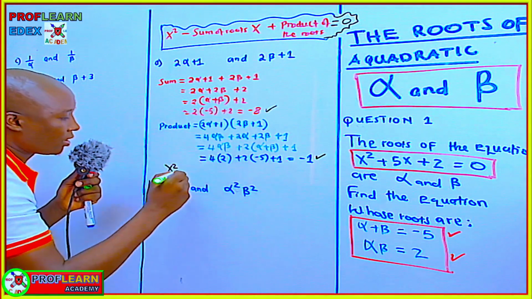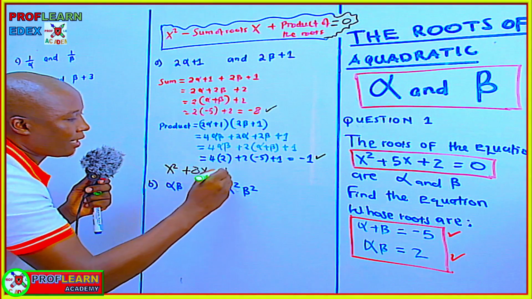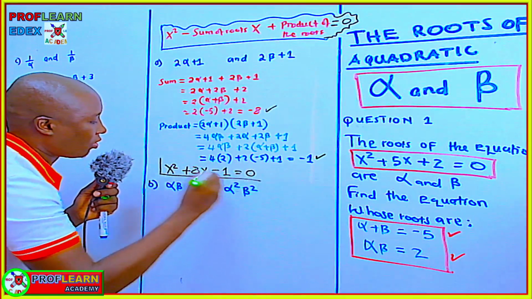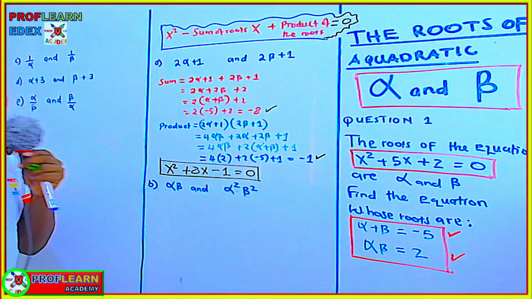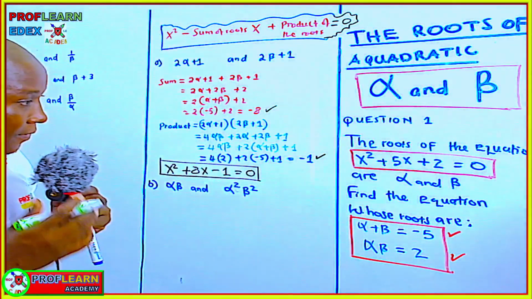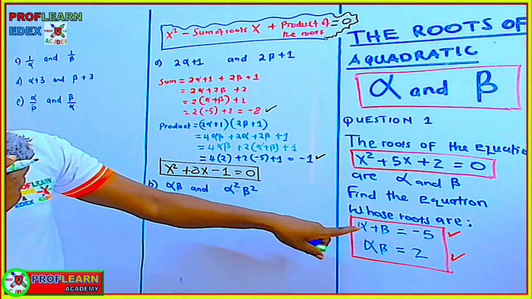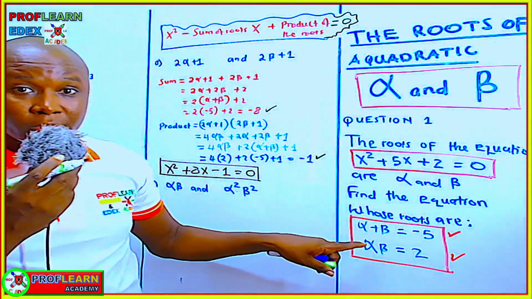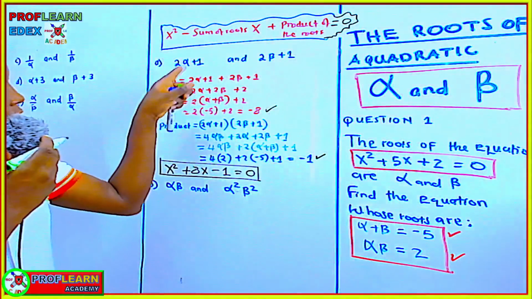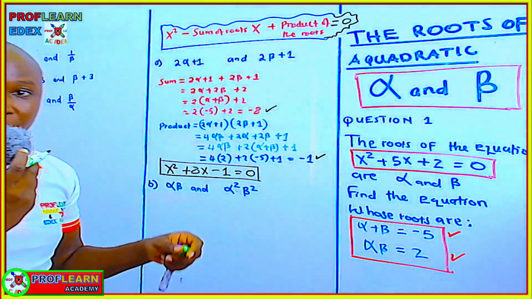Negative of negative 8 becomes positive 8x, and then we have minus 1 is equal to 0 as the final answer for this particular question that we are given. So basically, the main thing that you need to understand is that you are going to use these values that you have originally from the equation that was given, and then feed them into the sum and the product of the new roots that you are given.